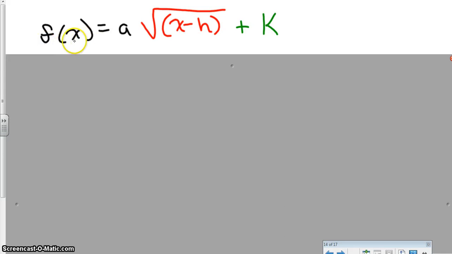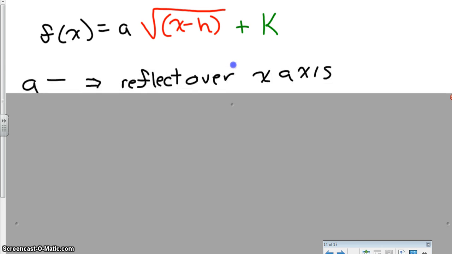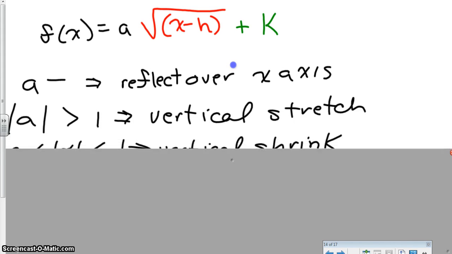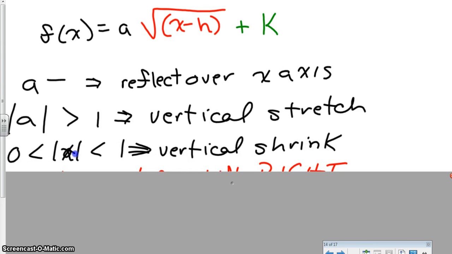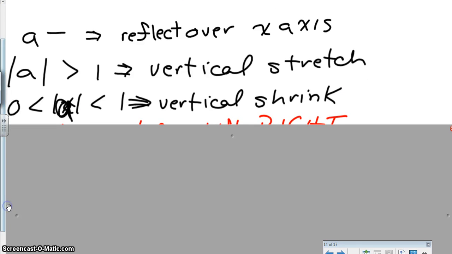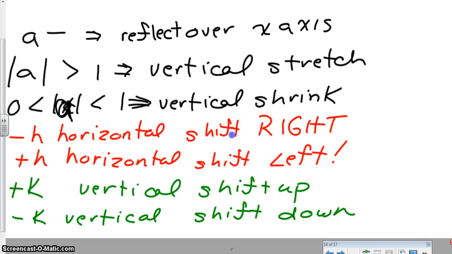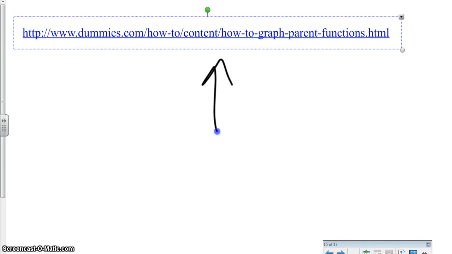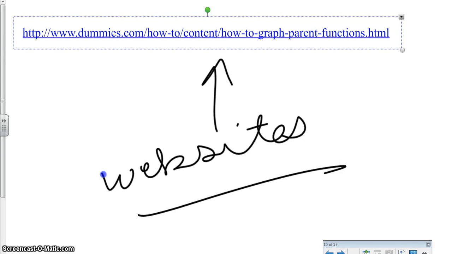All right, so f of x is equal to a square root of x minus h plus k. I'm sure you know what this is going to say. Up. There we go. Make sure that you pause that whenever you need it. I will tell you that this is one of my favorite websites, so why don't you go ahead and pause the video and check this website out, okay?